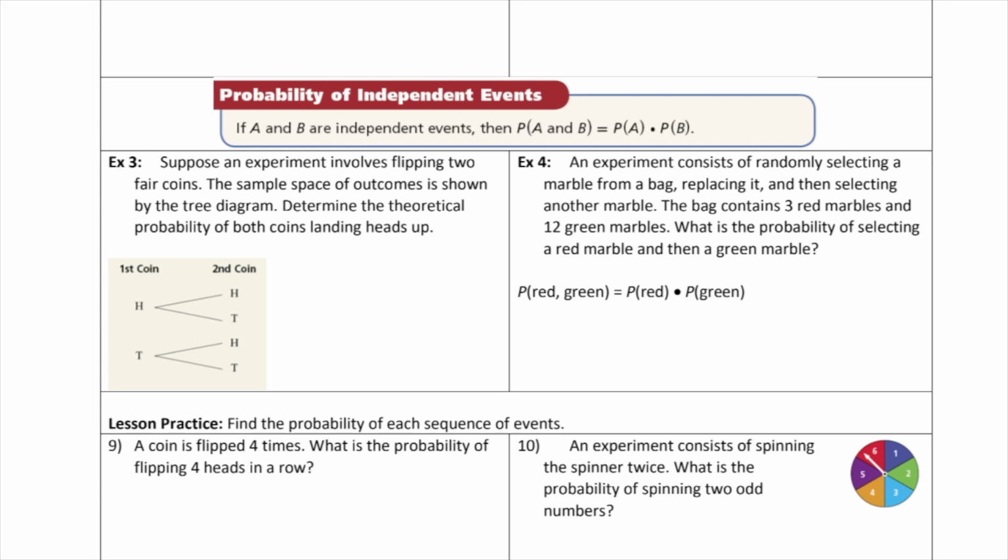Next, we're going to find the probability of independent events. So if we have independent events, what we want to do is figure out the probability of each and then multiply. Suppose an experiment involves flipping 2 coins. The sample space of the outcome is given. Determine the theoretical probability of both coins landing heads up. So the probability of flipping a coin and getting a heads is 1/2, or tails is 1/2. The probability of your second coin flipping is 1/2 for heads and 1/2 for tails.